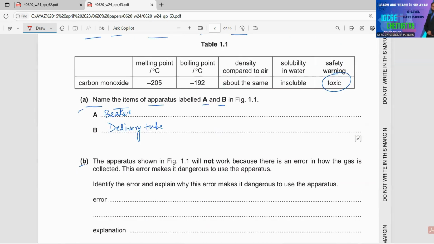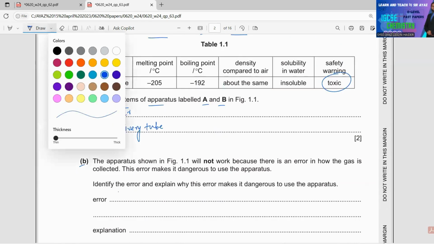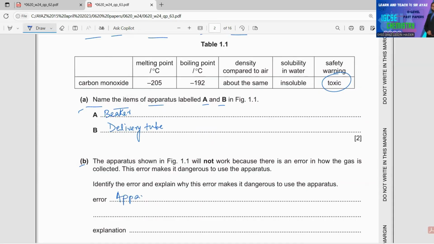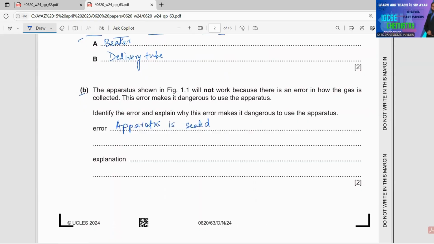So write down the answer here. Apparatus is sealed. The explanation you will write: apparatus will break or explode. Pressure buildup.